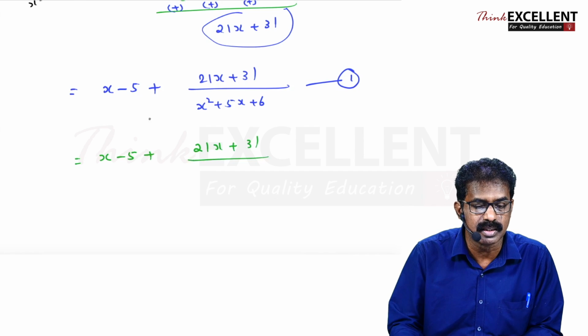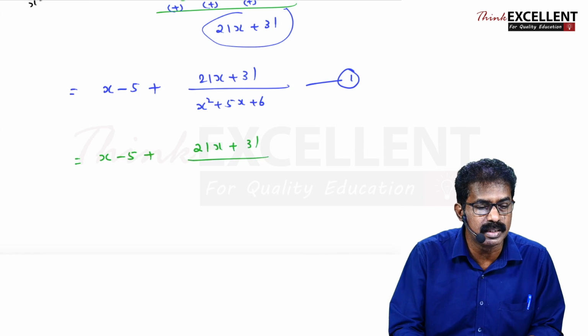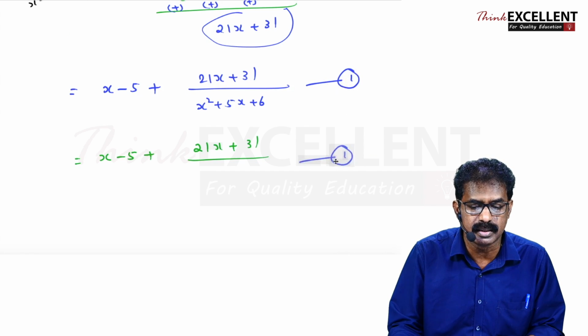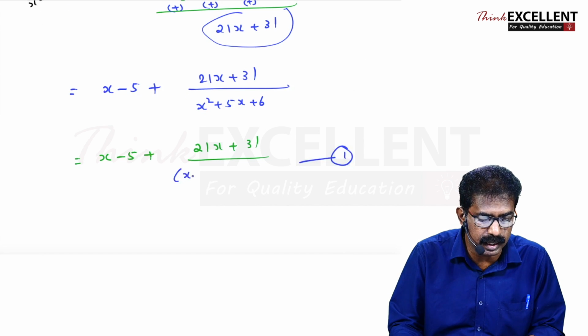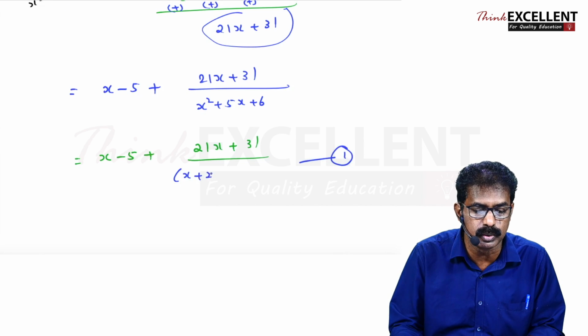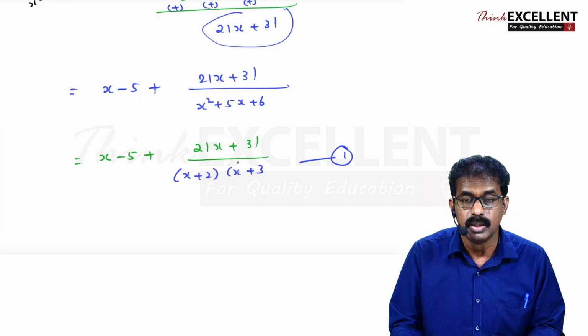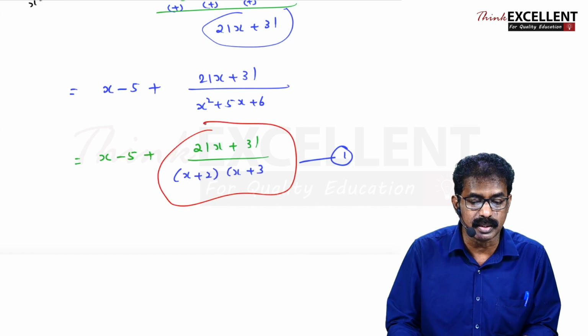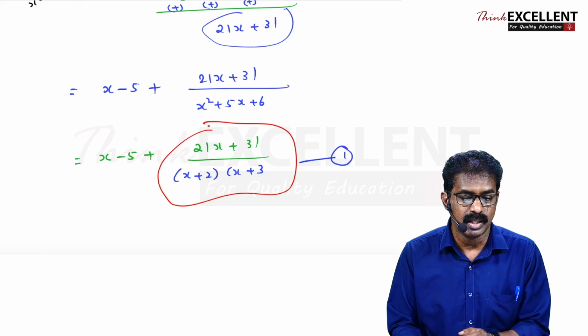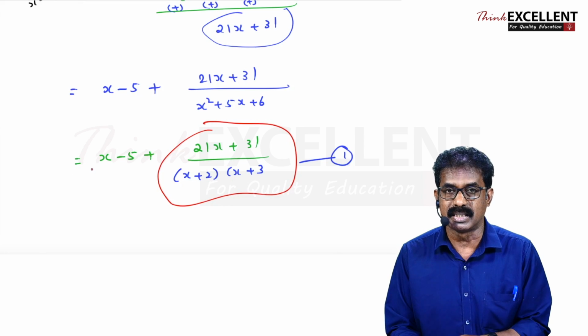Can you factorize it? Sum is 5 and the product is 6. Can you find two numbers? Yes, it is what? 2 and 3, right? And moreover, the coefficient of x square is 1. So you can write it as x plus 2 into x plus 3. So this is our answer, but we have to resolve this part into partial fractions. Don't forget to write that x minus 5 in the final answer.